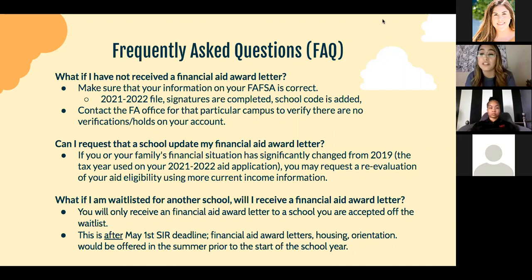Will I receive a financial aid award letter? You will only receive a financial aid award letter from a school that you have been accepted off the wait list. So let's say it's already after May 1st, after SIR, and it's June or July, and you get off the wait list for, I don't know, CSULB. They will then send you all the information of, okay, this is how much you're going to be offered for financial aid, for housing, for orientation.